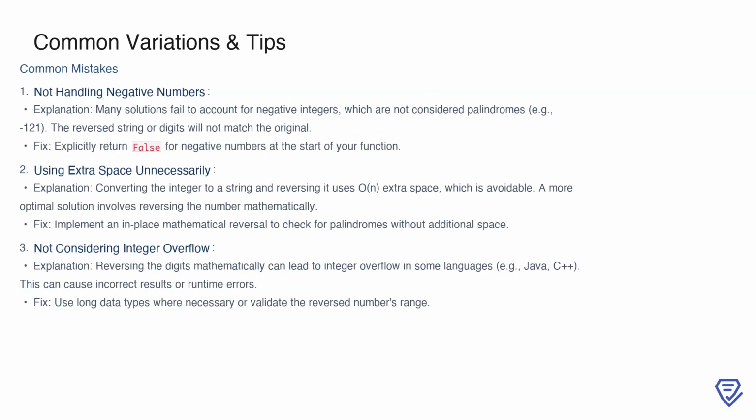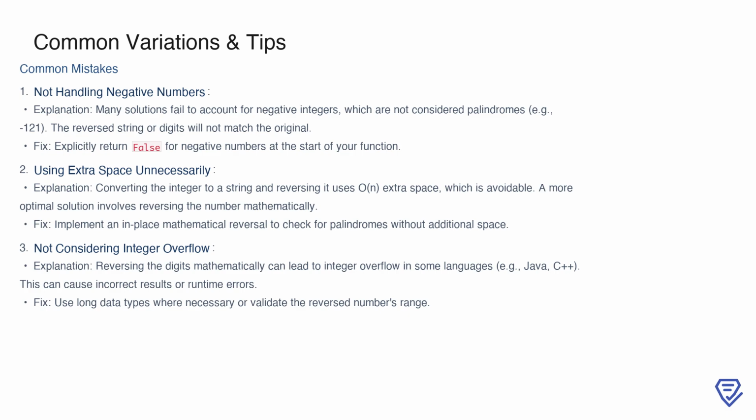When solving the palindrome number problem, there are some common mistakes to avoid. First, many solutions fail to handle negative numbers correctly. Remember, negative integers like -121 are not considered palindromes because their reversed form will not match the original. To address this, you should explicitly return false for any negative input at the start of your function.